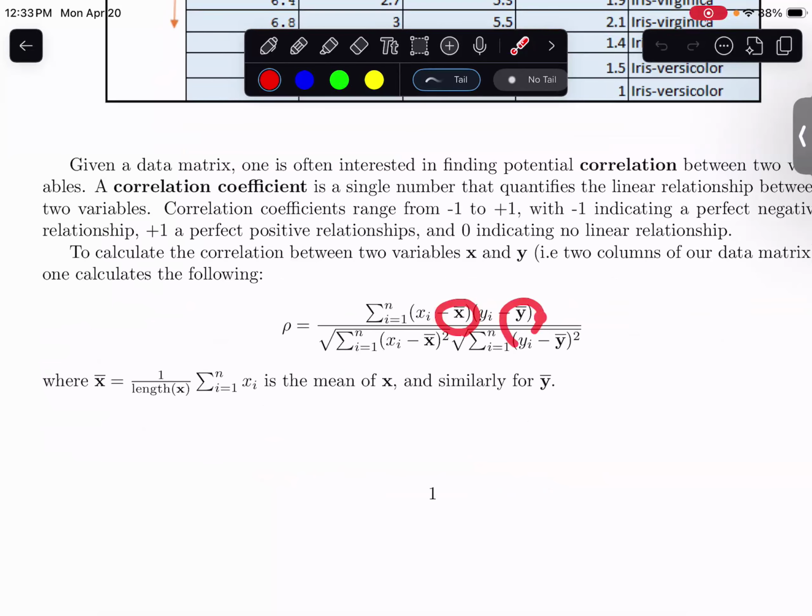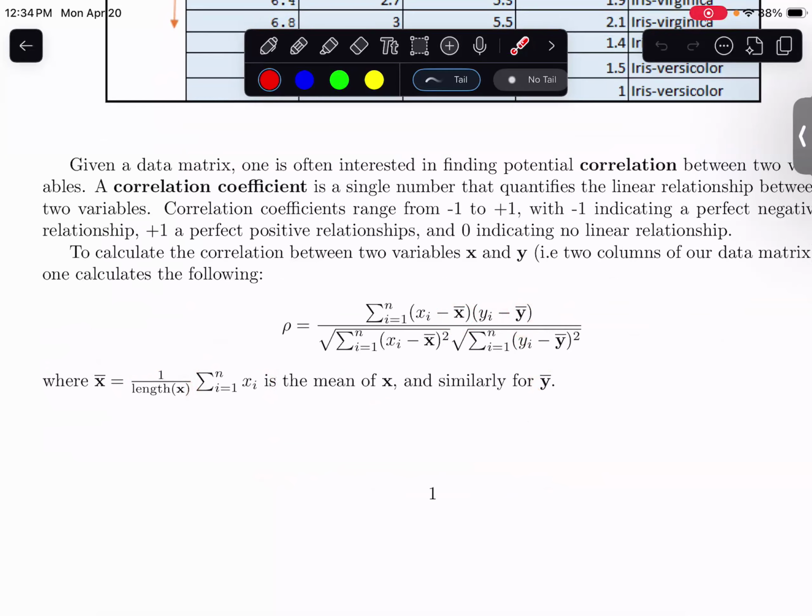So here, this x bar and the y bar is really just the mean of whatever the column is going to end up being. So you take the sum of all the entries in the column and you divide by really the number of observations you have, I suppose, and that'll give you the mean of x. And then you can do the same for y bar here.